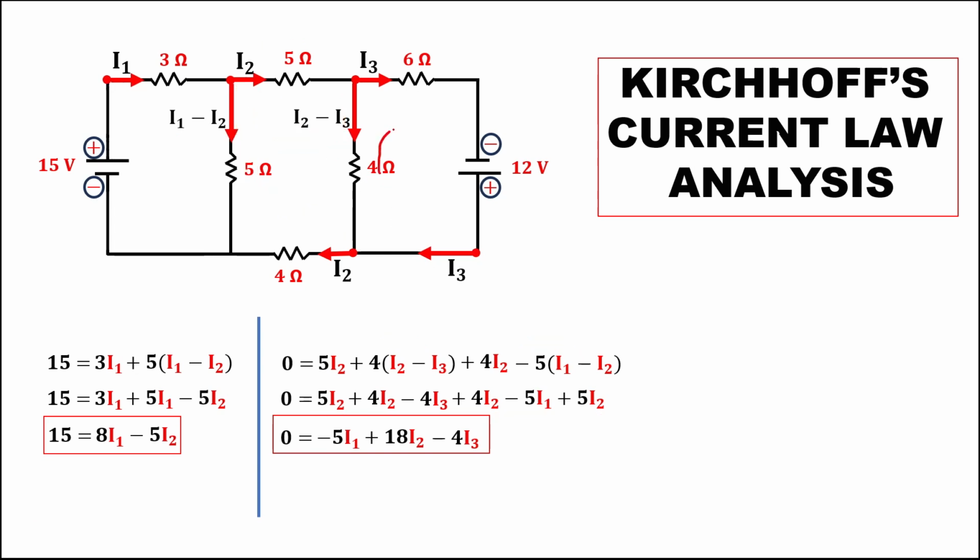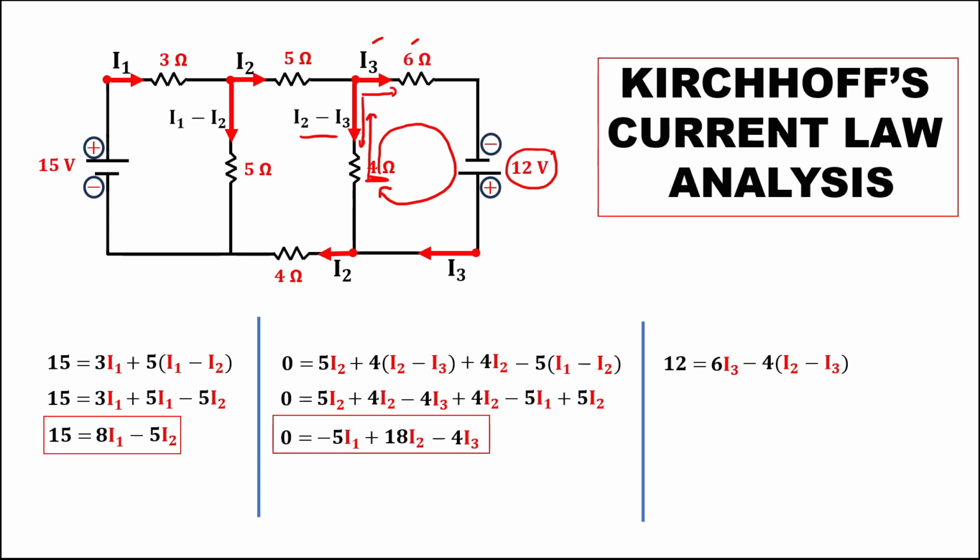Then from the third loop, again, the movement of the loop is clockwise. Since there is a voltage in the third loop, this is 12, then equals, for this current, this is clockwise, so positive, multiply, so 6 times current 3. Then since this one is counterclockwise, this one is negative, so multiply, so this is negative 4 times current 2 minus current 3.